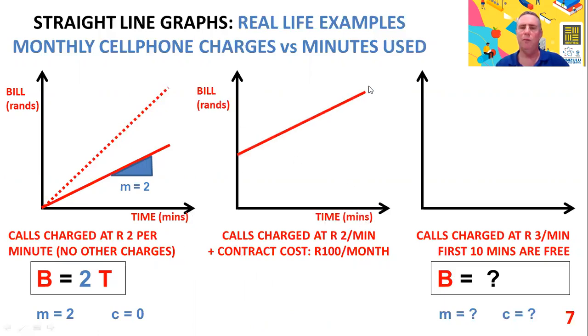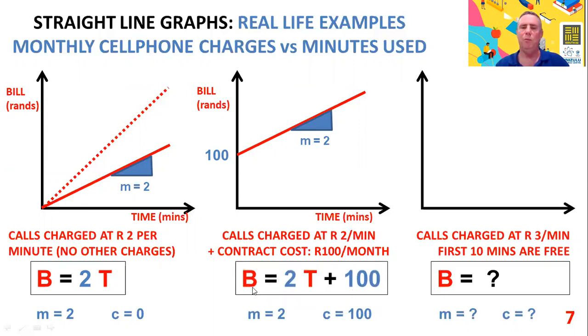But now our graph is going to look like that. The gradient is still 2, but the C value is 100, because even when the time is 0, you're still going to pay 100 Rand as a contract cost. So there are your constants, M equals 2, C equals 100, and your equation would be B equals 2T plus 100. Let's look at the third example.